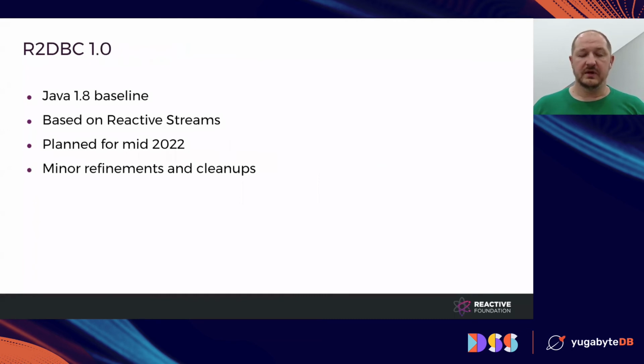The future plan for R2DBC is to stay on Java 1.8 and remain on reactive streams. And the planned GA date for 1.0 is going to be somewhere in the middle of next year, 2022. What we will see are a few minor refinements and cleanups within the API itself, but everything else will stay the same. R2DBC 0.9 is already feature complete, so R2DBC 1.0 will be pretty much what we have today with R2DBC 0.9.